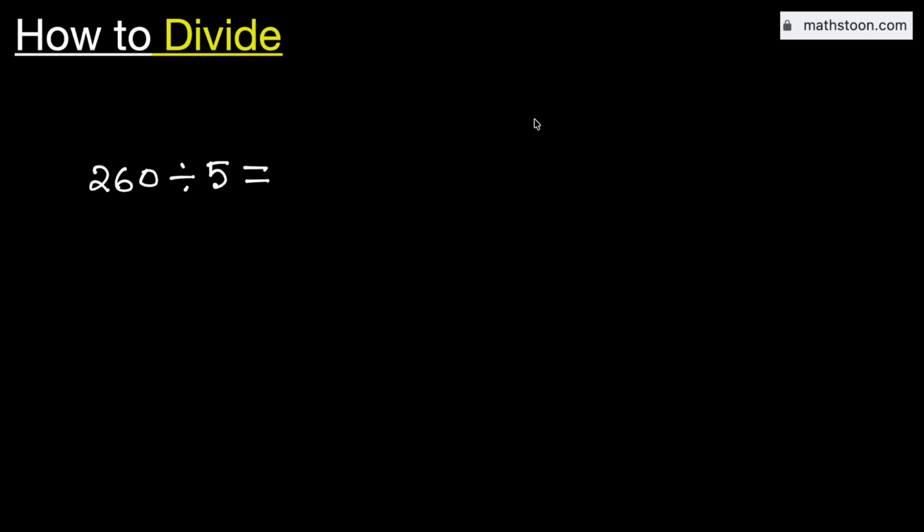In this video, let us learn how to divide the number 260 by 5 using the long division method. Consider the first digit 2. It is less than 5. That is why we will consider the two digits, that is the number 26. We know that 5 times 5 is 25 and 25 is closer to 26.